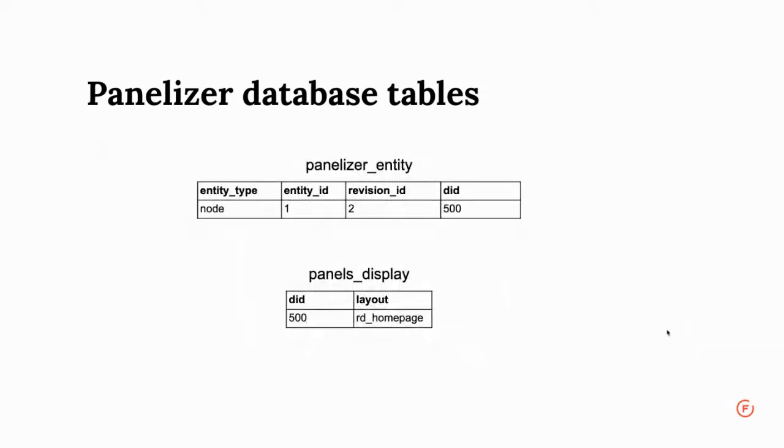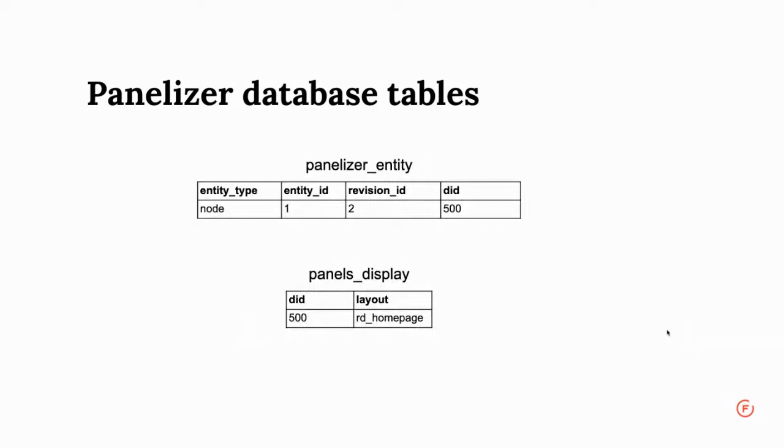So if we look at a little bit of the data, again, this is simplified. It's not all the columns, just to continue this understanding of the database. So the Panelizer entity table, we're going to look at one node. We'll say it has entity ID 1, and it has a display ID of 500. And then the display for that display ID 500 is going to be RD homepage, resource directory homepage, which is the layout we've been looking at.